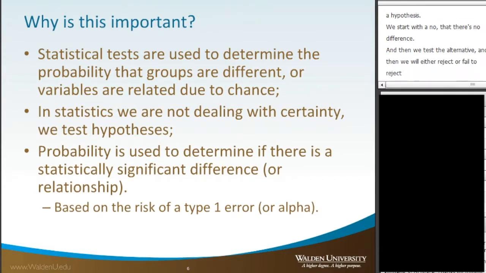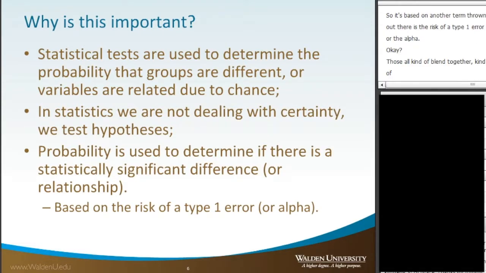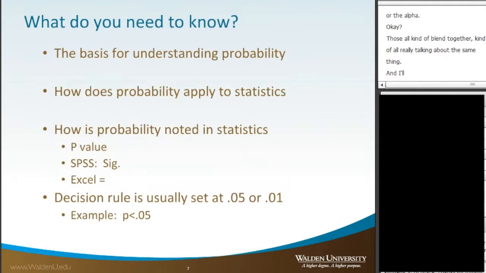So the probability testing is used to determine if there is a statistically significant difference or relationship, depending on the type of test you do. So it's based on another term thrown out there, the risk of a type 1 error, or the alpha. Okay, those all kind of blend together, really talking about the same thing. And I'll get a little bit more detailed on that in a moment.